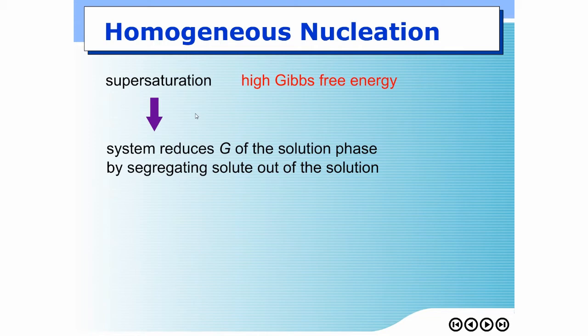Alright? That process of removing the solute out of the solution into the solid is nucleation, or precipitation in general. Okay? So, in other words, precipitation process is a natural process to reduce excess Gibbs free energy of the solution. So at the end, we will end up with solid particles. Alright?